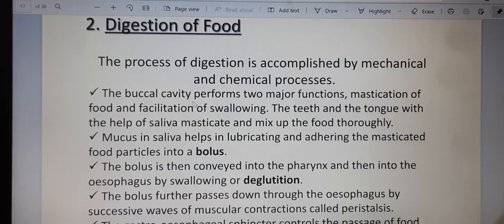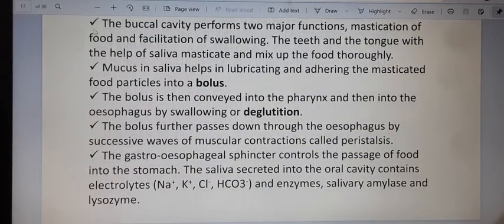Now, the digestion of food. The process of digestion is accomplished by mechanical and chemical processes. In the buccal cavity, two functions are performed: mastication of food and facilitation of swallowing. The teeth and tongue, with the help of saliva, masticate and mix up the food thoroughly. Then the mucus in saliva helps in lubricating and adhering the masticated food into a bolus.